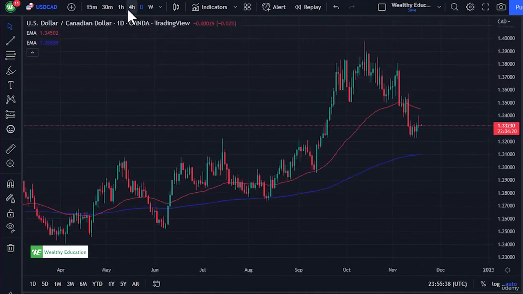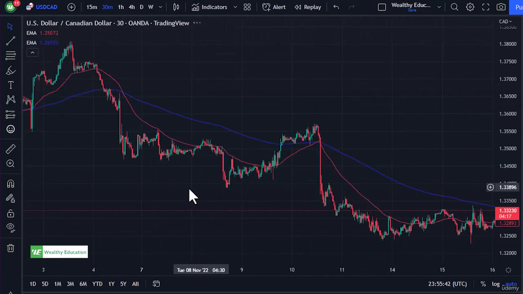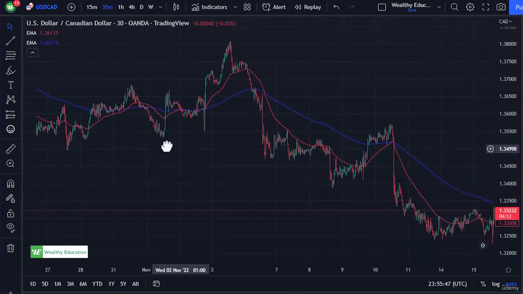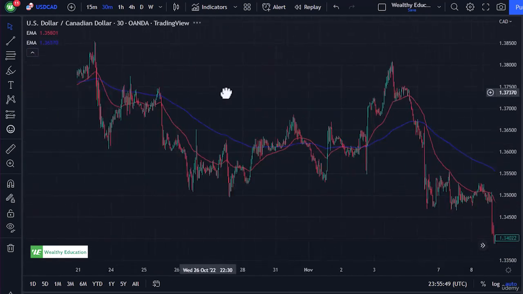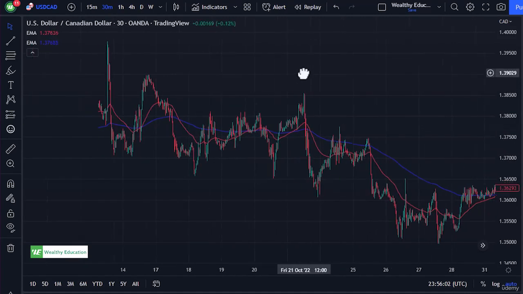So let me go ahead and go to, I don't know, like a 30-minute chart. So here in dollar Canada, you can see a very similar situation to the one we just saw. We saw a bounce, a rise, a pullback, and a rise. Now, this is like 10, 15 pips of differential.